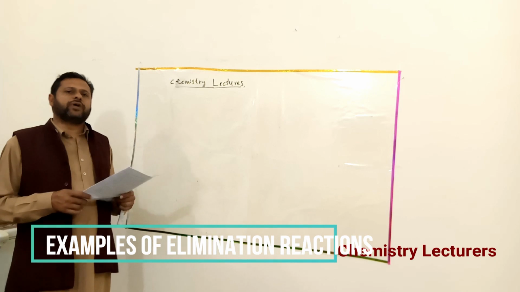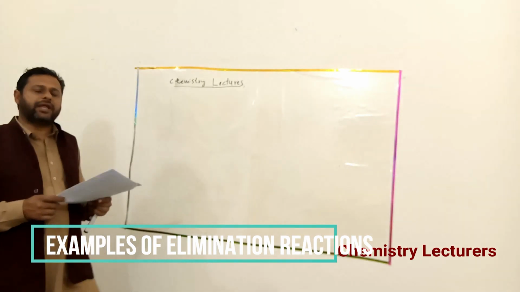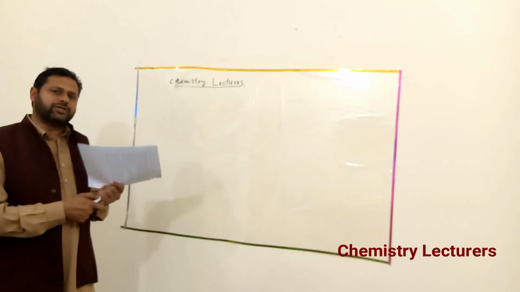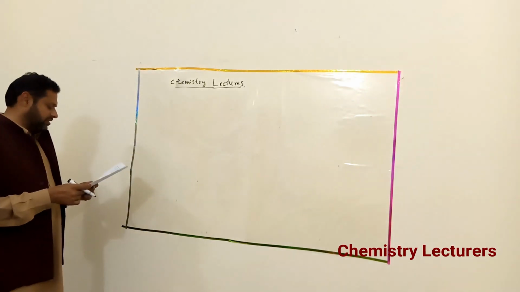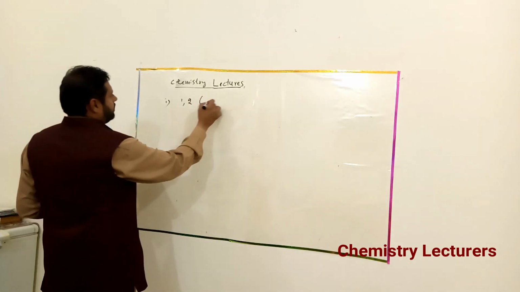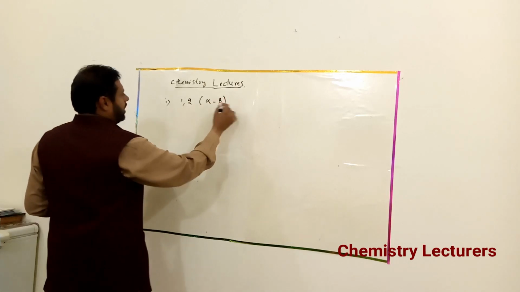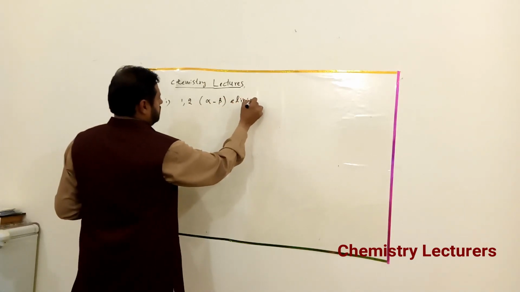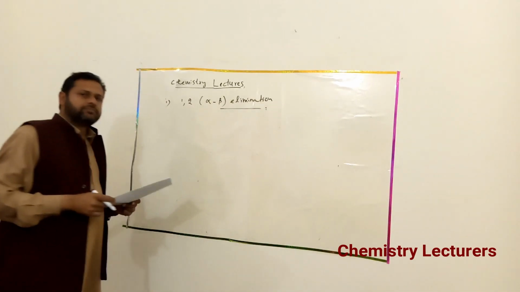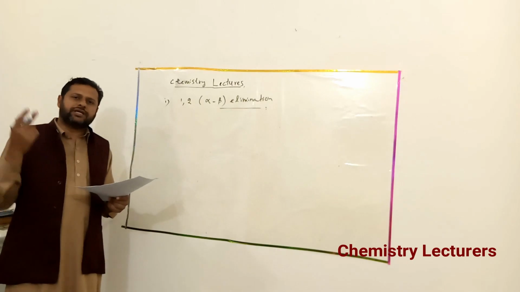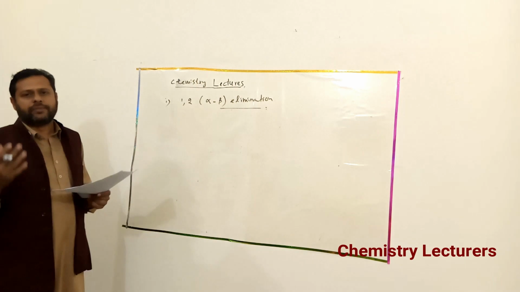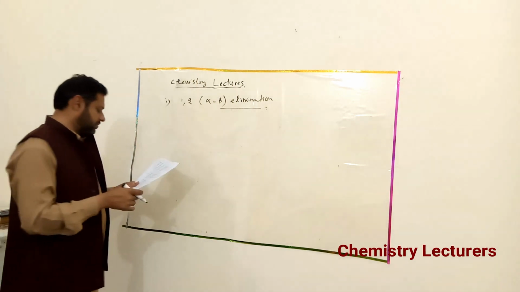So there are two major types of elimination reactions: beta elimination reactions, 1, 2 or alpha beta elimination reactions, and 1, 1 or alpha elimination reactions. So we will discuss first the 1, 2 or alpha beta elimination reactions. You know, if two groups are removed from the two adjacent carbon atoms 1 and 2, then these types of elimination reactions are alpha beta or 1, 2 elimination reactions.